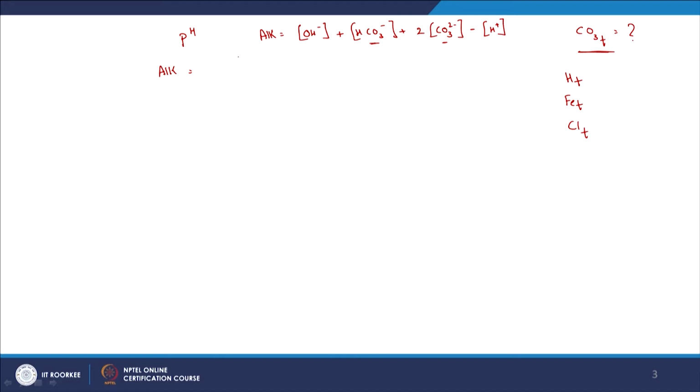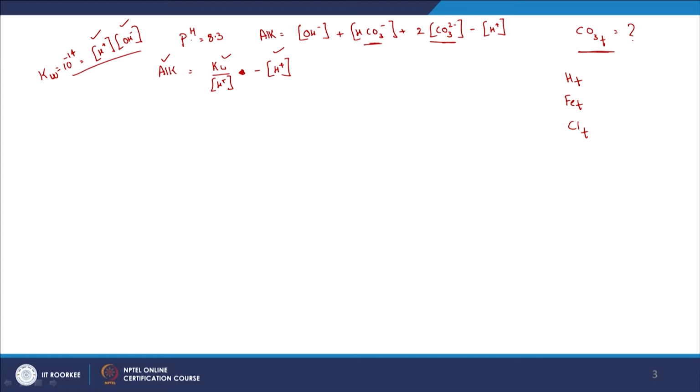So OH minus I can calculate because pH is given as 8.3, and I know that Kw is 10 to the power minus 14, which is equal to the concentration of H plus times the concentration of OH minus. So H plus is given, and I can calculate OH minus. So alkalinity is equal to Kw by H plus, plus HCO3 minus and 2 CO3 2 minus, which I am going to plug in now, but first I am going to plug in H plus. These two are known values; alkalinity is a known value.